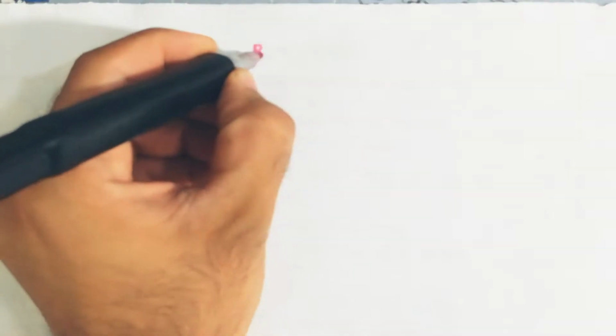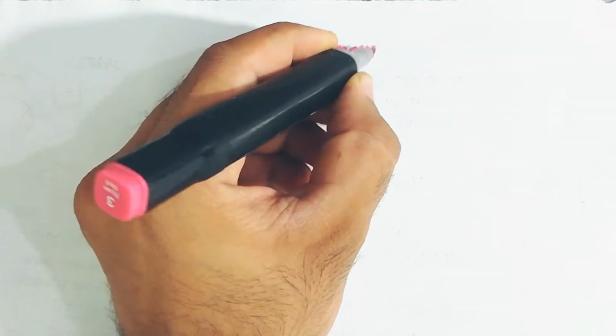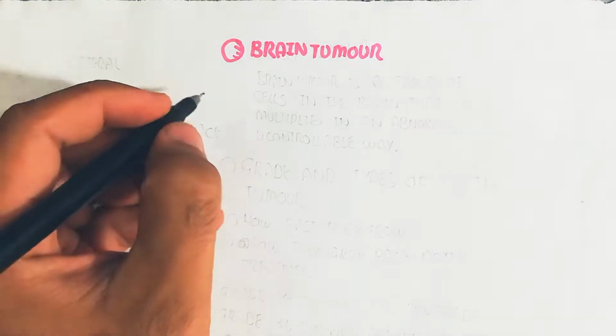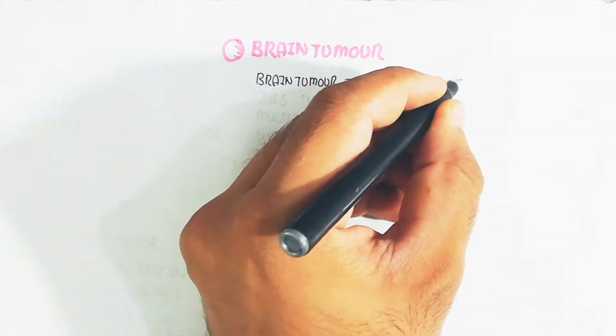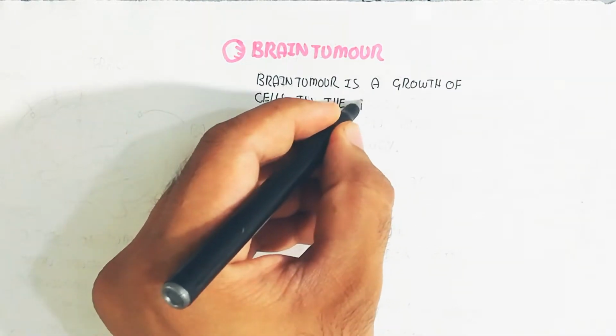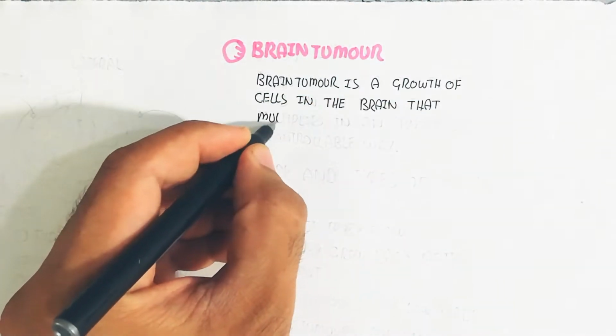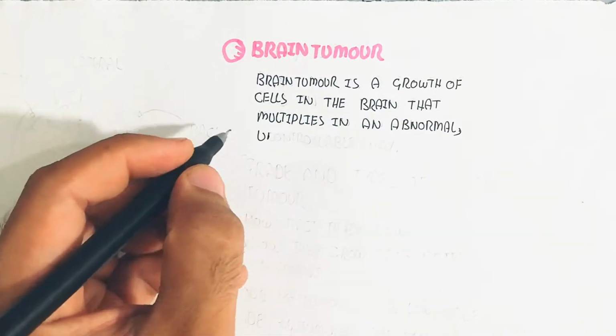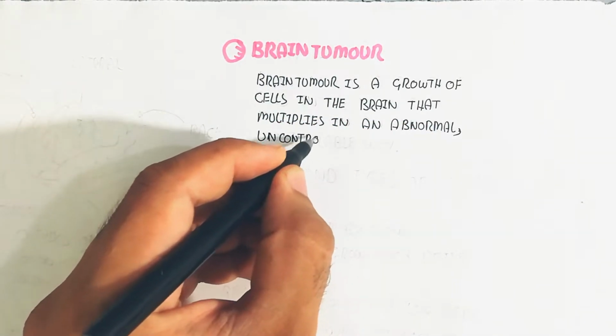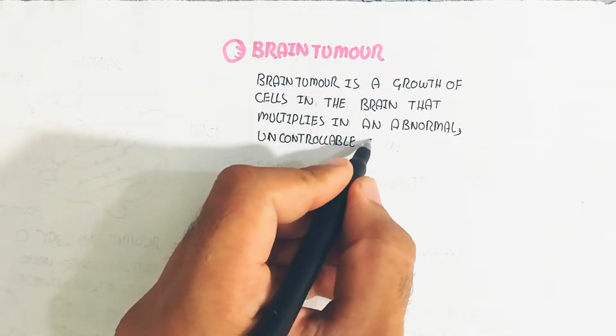Hello, in this video we will discuss the brain tumor. So what is a brain tumor? A brain tumor is a growth of cells in the brain that multiply in an abnormal and uncontrollable cell division due to genetic mutation. So let's begin to understand the brain tumor.